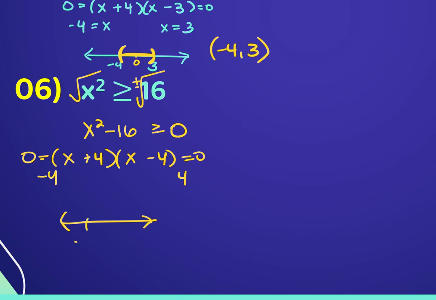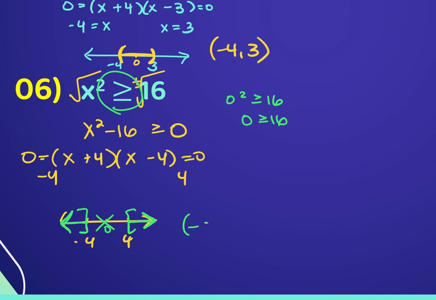So number line again, negative 4, positive 4, 0's in the middle. 0 squared greater than or equal to 16. 0 greater than or equal to 16. True or false? False. So I don't use the middle. I use the outside, and it's an or equals, so I get a bracket. Negative infinity to negative 4 with a bracket, 4 to positive infinity.